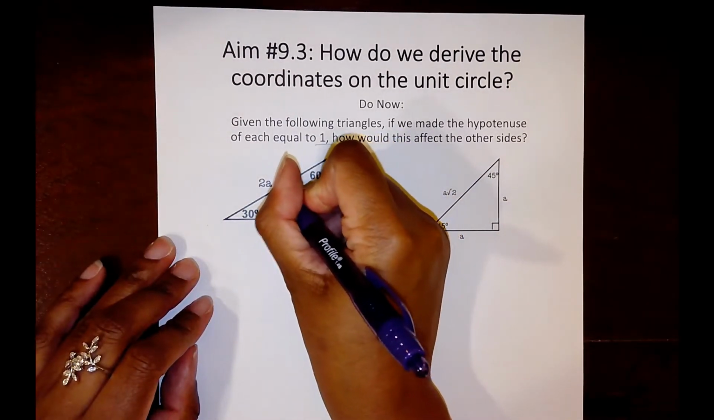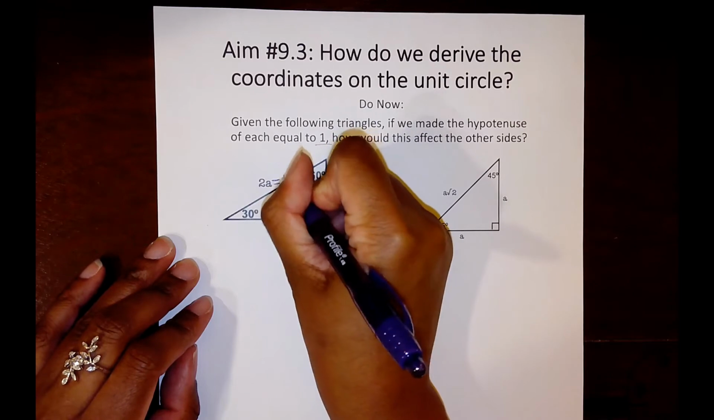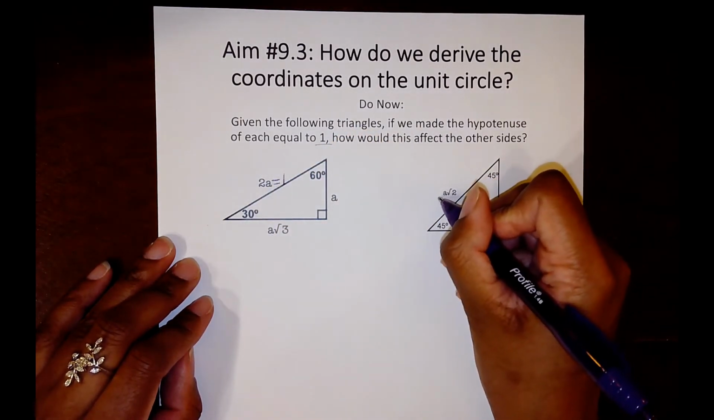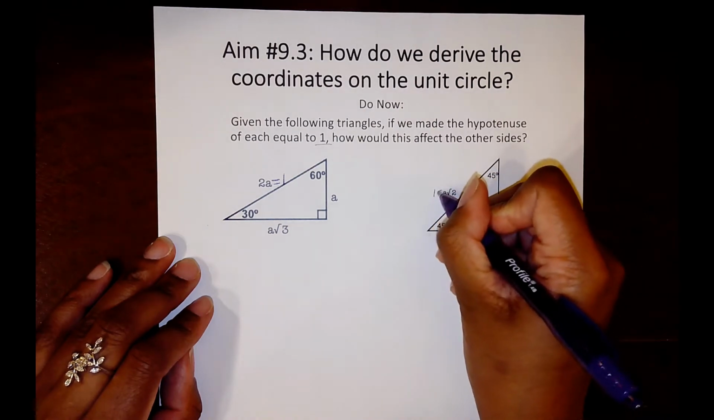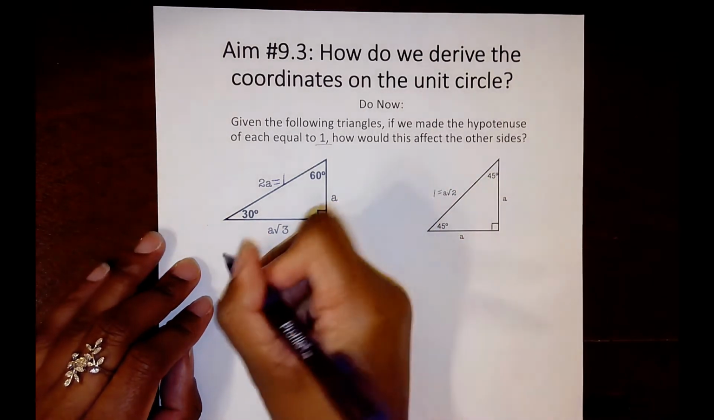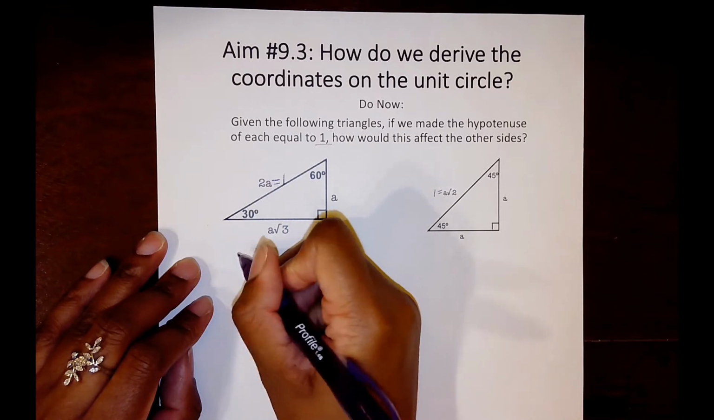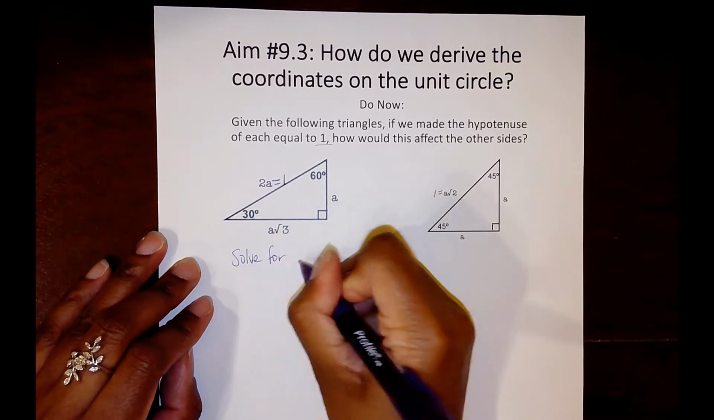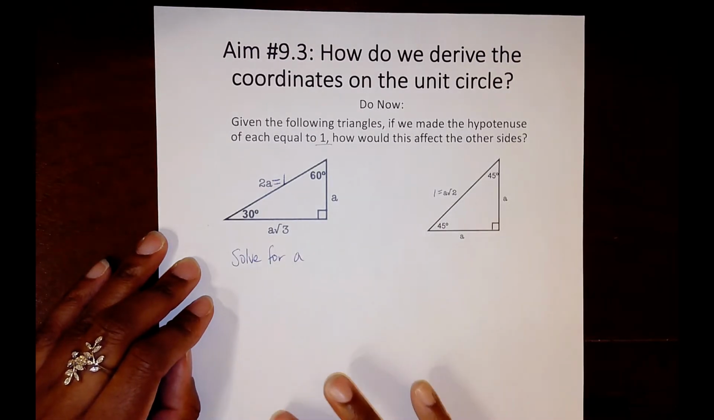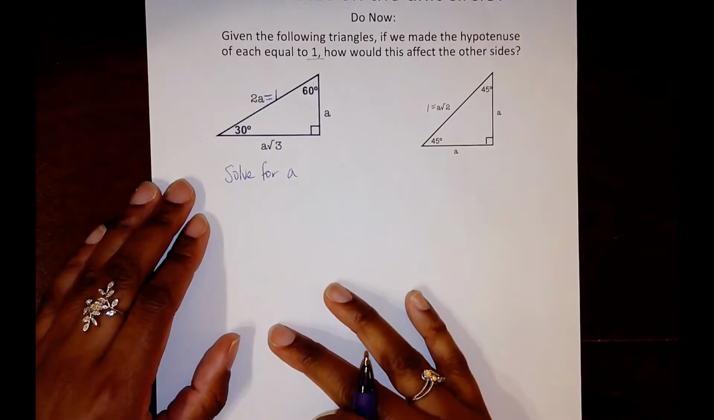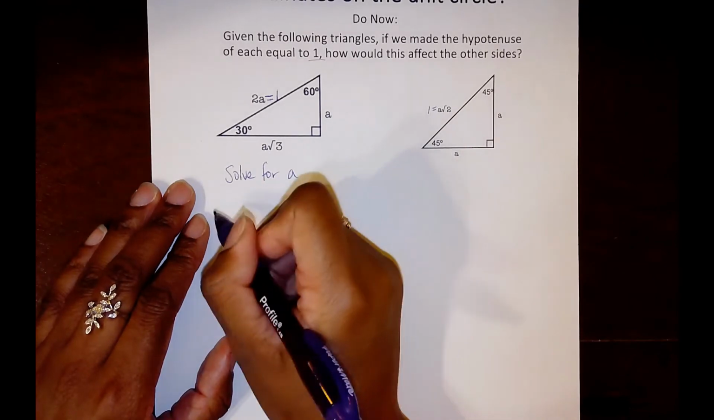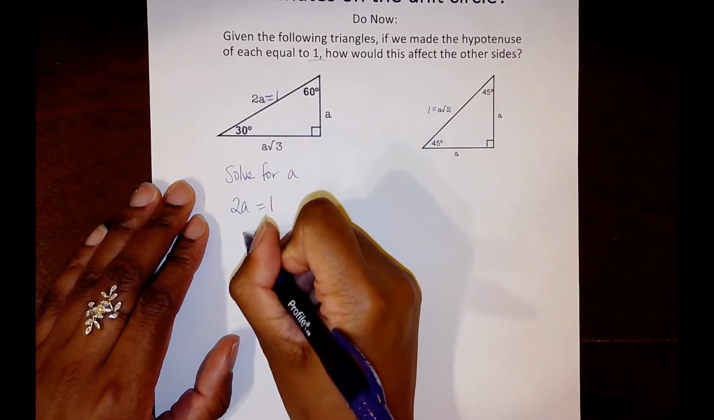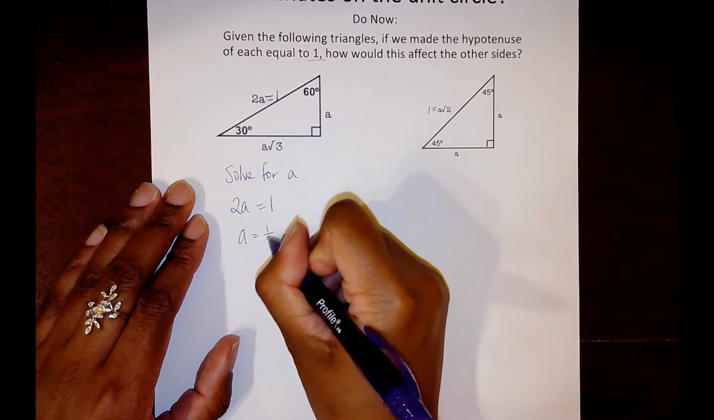So we're going to make 2a equal to 1, and we're going to make a times the square root of 2 also equal to 1. So now, for the first one, we are going to solve for a. So now, if we know that 2a is equal to 1, we can determine that a is equal to 1/2.